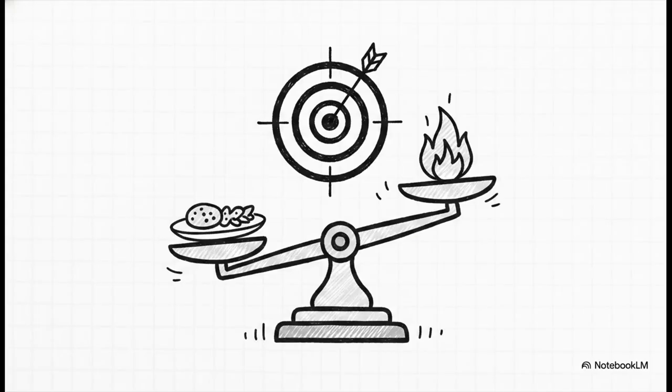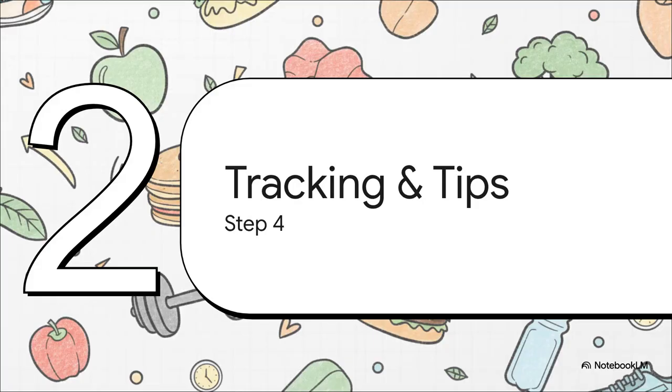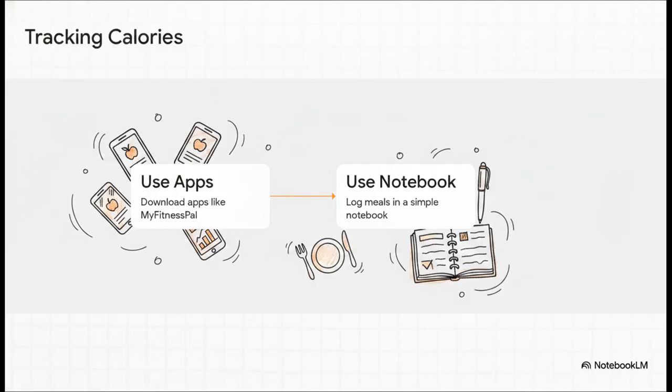And of course, if your goal is simply general health and weight maintenance, you just need to stay close to that baseline number we calculated in Step 2. Your goal is just to balance the ledger every single day. Step 4, tracking macros and final tips. Having the mathematical formula is fantastic, but how do we actually manage this budget out in the real world?